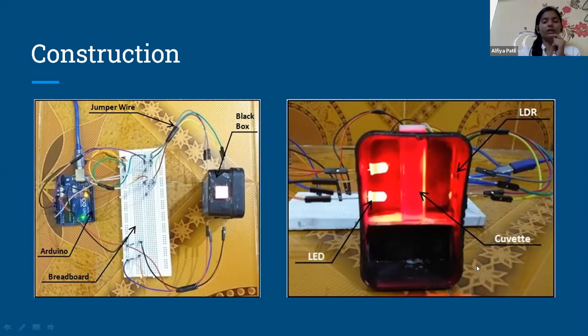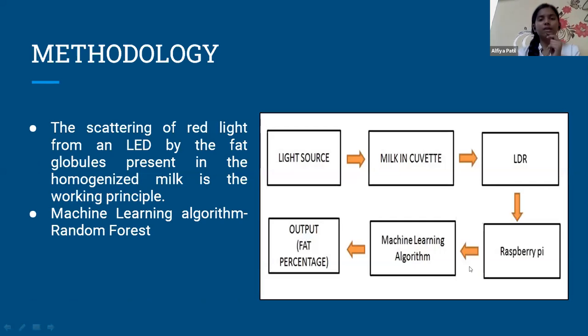Here I have stated the working principle: scattering of light from the LED by fat globules present in the homogenized milk is the basic principle. Now we can see that light reaches the milk present inside the cuvette. Then the LDR receives the light.